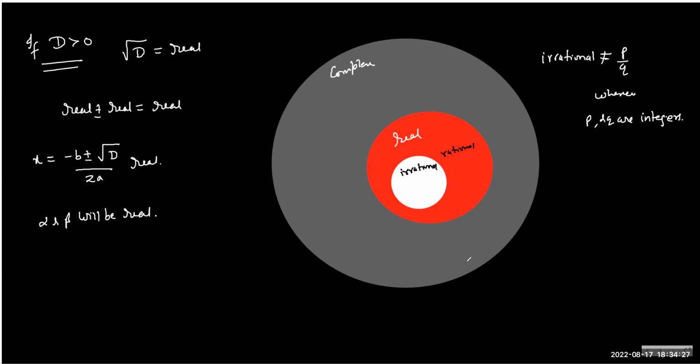So you can see the complex number is the biggest world that we come across. And then the real domain is a small world within the complex world. And within the real world, we can have two separate worlds, rational and irrational. And the irrational is for those numbers in which the perfect square is not possible. So we cannot express d as a perfect square. Okay. So if alpha and beta are real, it will again have two possibilities.